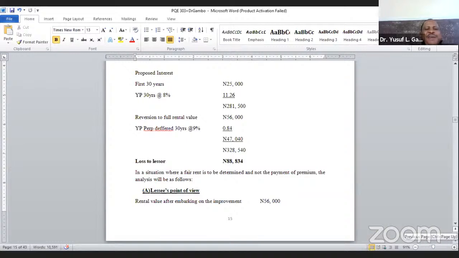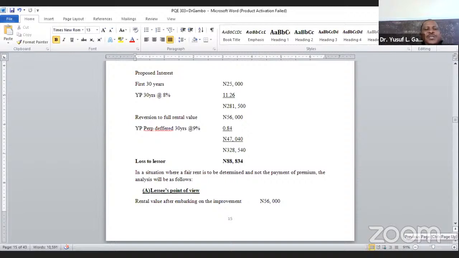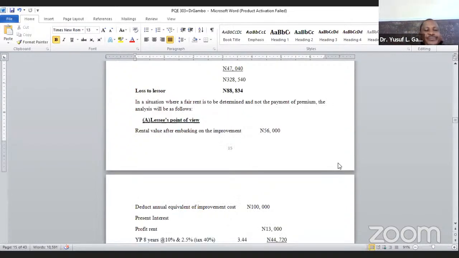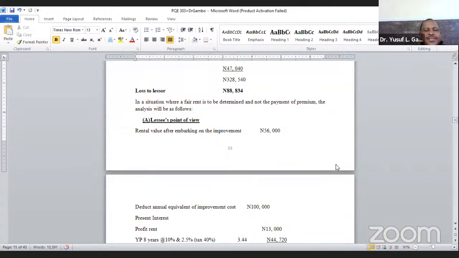In a situation where a fair rent is to be determined and not the payment of premium, the analysis will be as follows. Now, we are not looking at the premium. Now, we'll look at the rent. Fair rent. Lessor's point of view. So you have 56,000 there. Deduct annual equivalent of improvement cost.